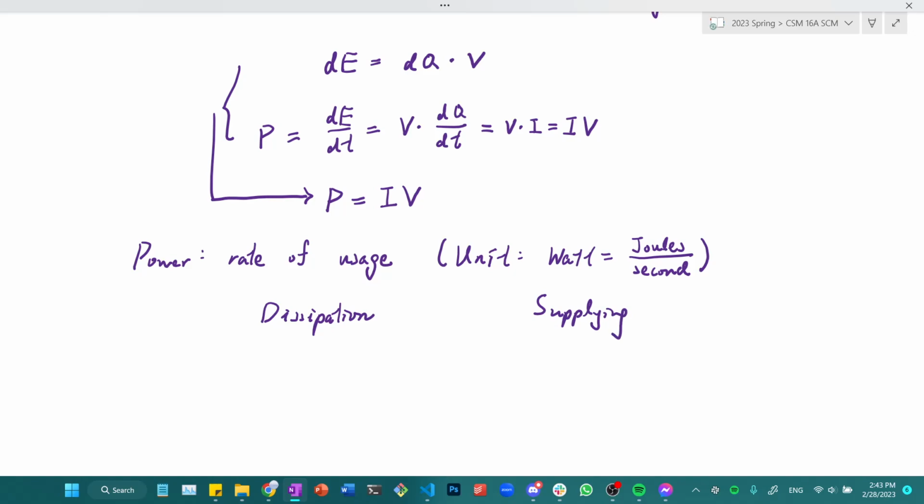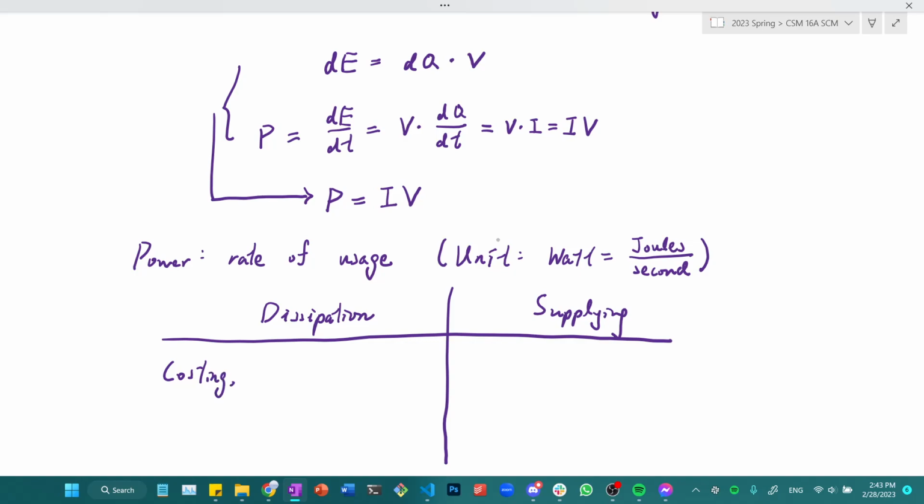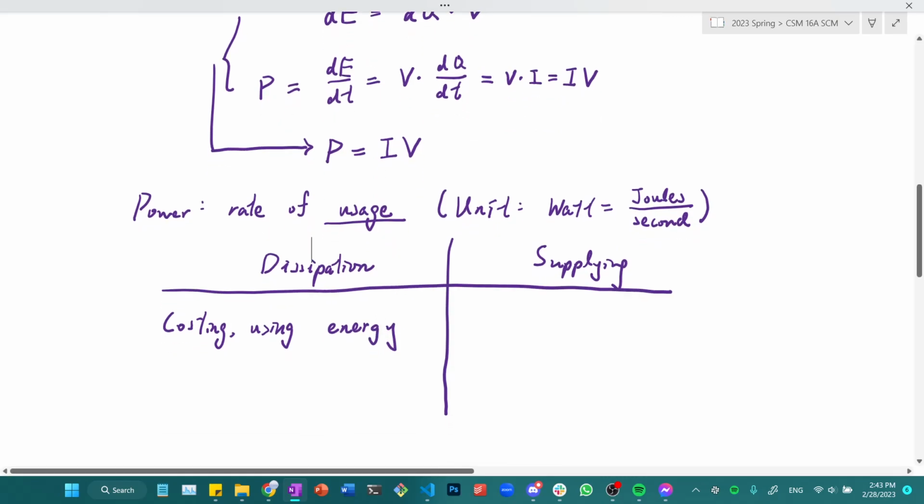So I'm going to draw a T-chart to try to explain the difference between dissipation and supplying. So when we're dissipating energy, we're costing energy, we're using energy. And because power is the rate of usage, when a circuit dissipates power, P equals IV is positive. So you'll see positive power here.